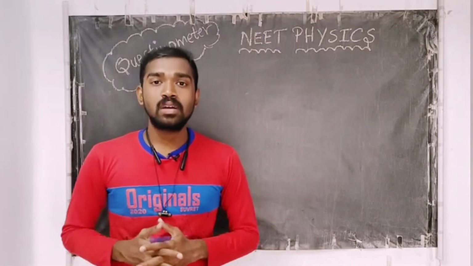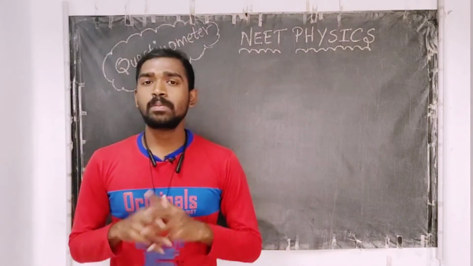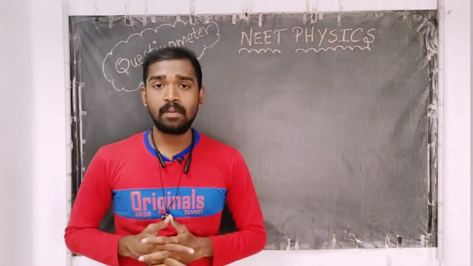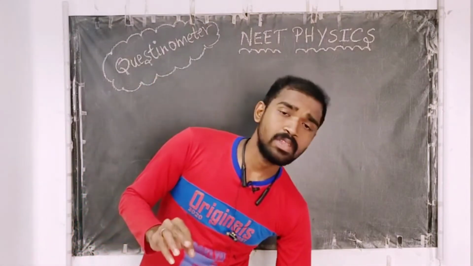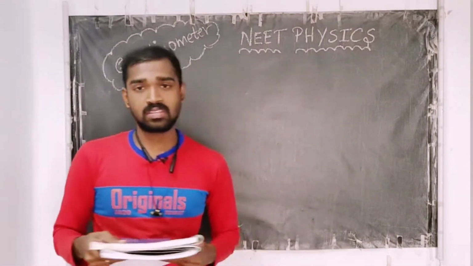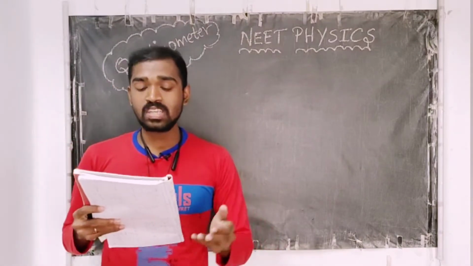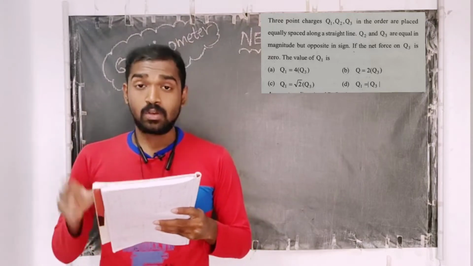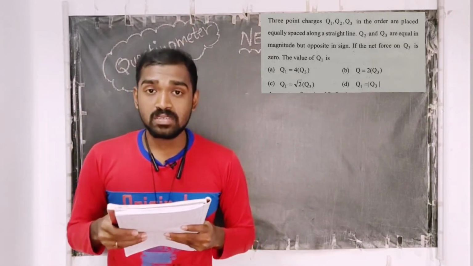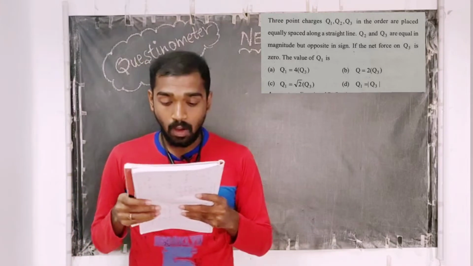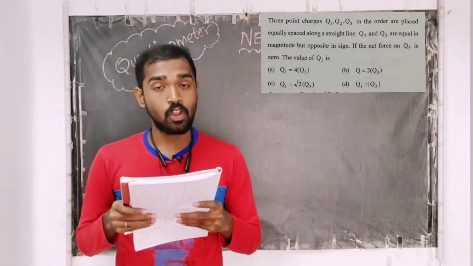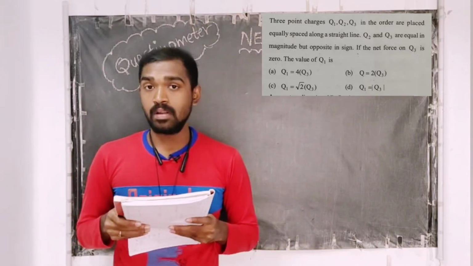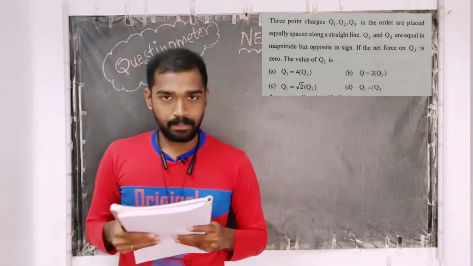Okay, so friends, now we are going to see one such important problem related to the electrostatics chapter in NEET Physics class 12. It's the easiest problem you have ever seen in your syllabus. So the question is displayed before you. Please see. Three point charges Q1, Q2, Q3 are placed equally spaced along a straight line. So friends, let us consider three point charges, Q1, Q2 and Q3.